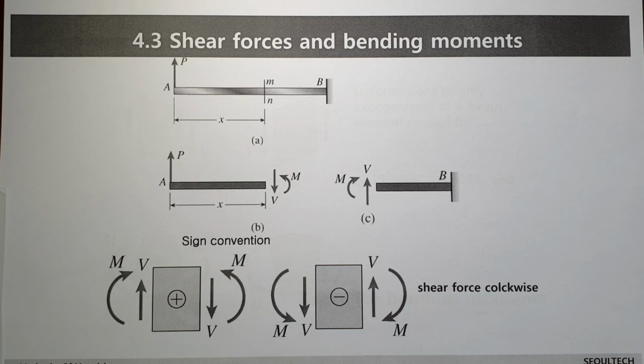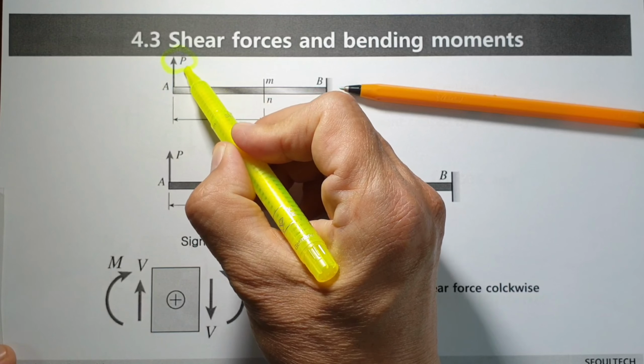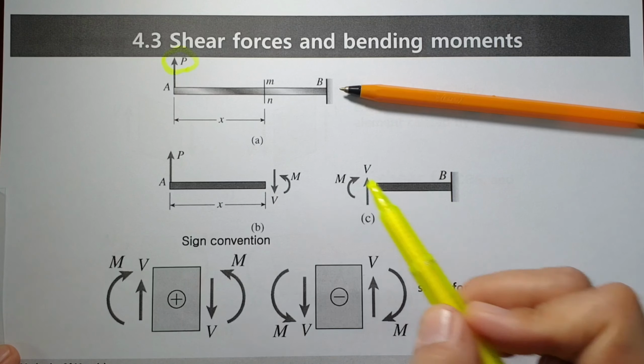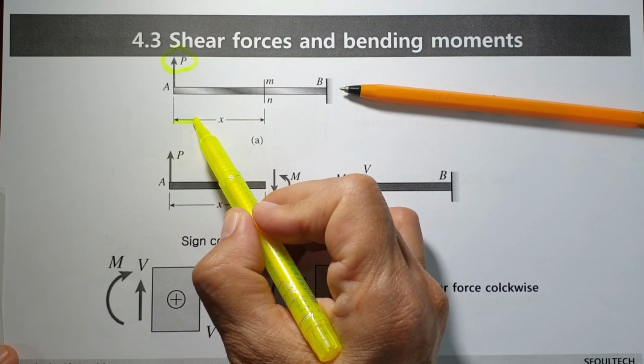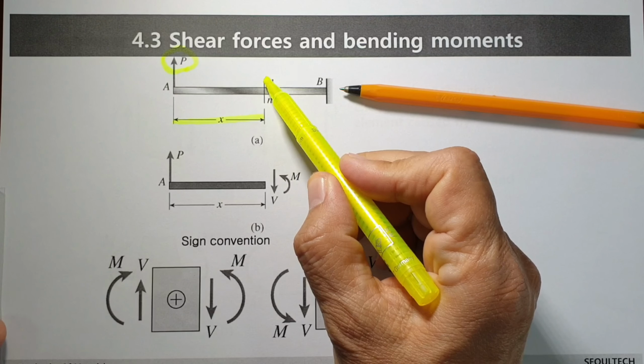Okay, now let's think about the sign convention related to bending moment and shear forces. At first, let's think about a cantilever beam like this one. External force P is acting on the left side. When you consider the distance x and try to draw a free body diagram, you can cut this section.